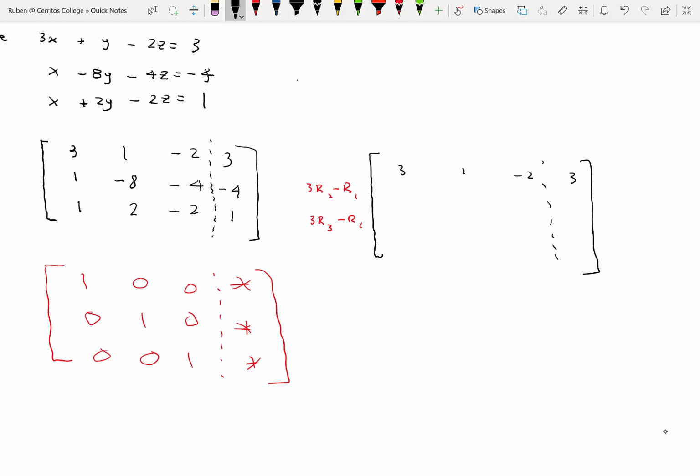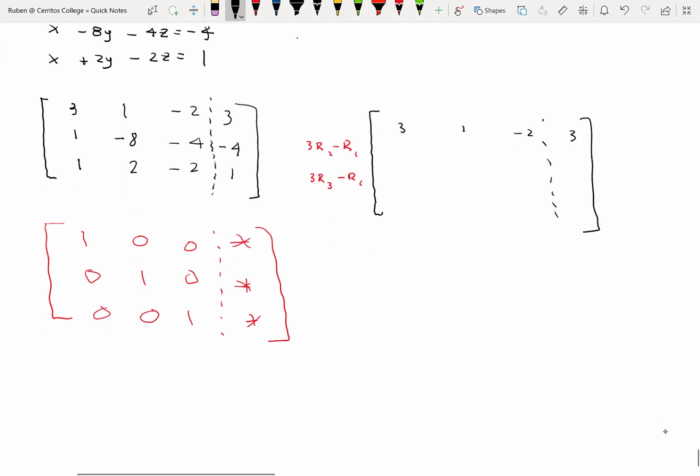Now, I take 3 times row 2 minus row 1. I'm going to start a little slow, and then I'm going to move this along a little more quickly. So focus on this operation. 3 times row 2 minus row 1. 3 times 1 is 3, minus 3 is 0. 3 times, now the second entry in the second row, 3 times negative 8 is negative 24. Take away 1 is negative 25. 3 times negative 4 is negative 12. Take away negative 2 is negative 10. 3 times negative 4 in that last column is negative 12. Take away 3 more is negative 15.